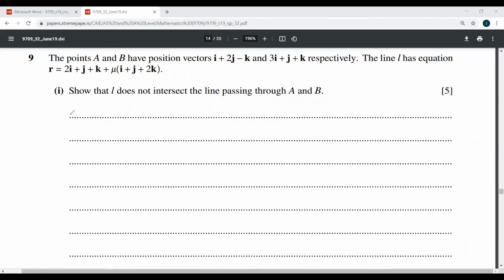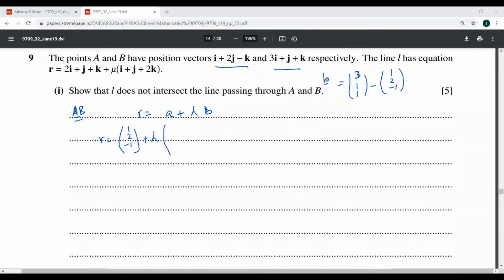So first of all, we need to have the line through A and B. So the line AB is going to be r equal to a plus lambda b. A can be any of these two points, and then this b is the direction vector of this line. So this AB is going to be r equal to (1, 2, minus 1) plus lambda into b minus a. Let me write it here. This is (3, 1, 1) minus (1, 2, minus 1). I'm finding the direction vector of this line AB, the line through A and B. So this is 3 minus 1 is 2, 1 minus 2 is minus 1, 1 plus 1 is 2. That is the equation of the line through A and B.